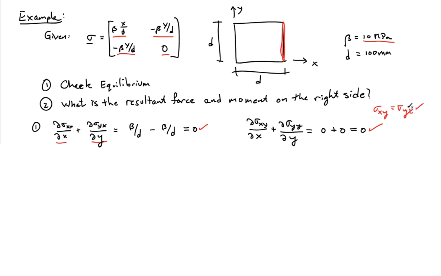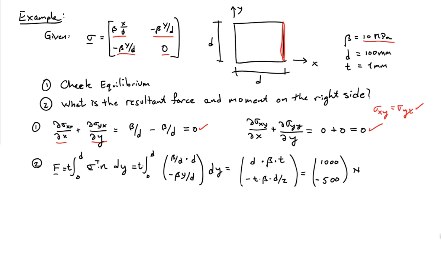Okay. Now the second part of the question is, what is the resultant force and moment across the right side face there? So to get the resultant force, we need to add up the stresses across that face. And so if I integrate the traction vector over that face and multiply, say, by the thickness of the body, so it's a 2D problem, so we have to know what the thickness is, then the traction vector is beta in the x component, and the y component is minus beta y over d, and then we integrate that with respect to y. And we'll go ahead and assume that the thickness is equal to 1 millimeter to make things drop out, but we can do this quadrature here.